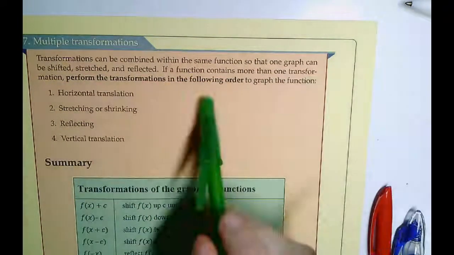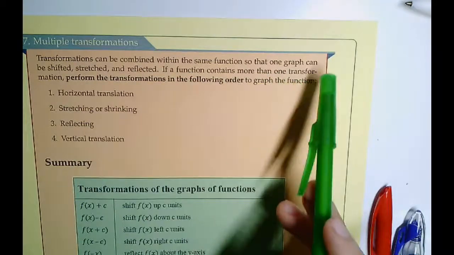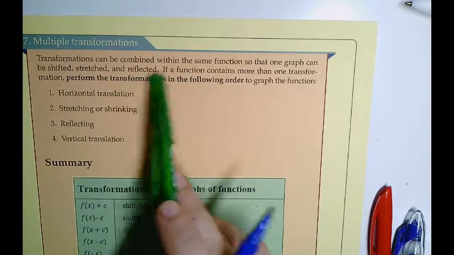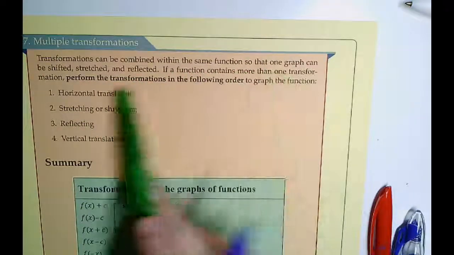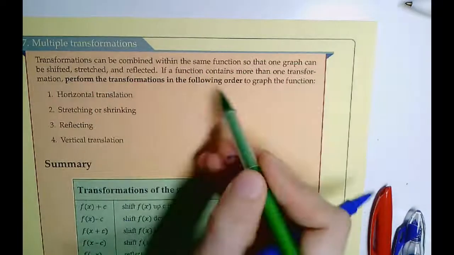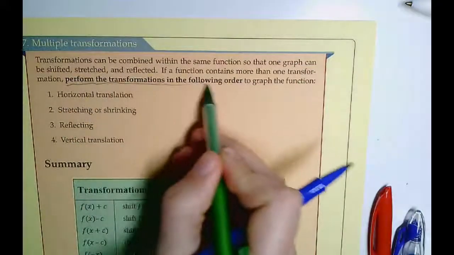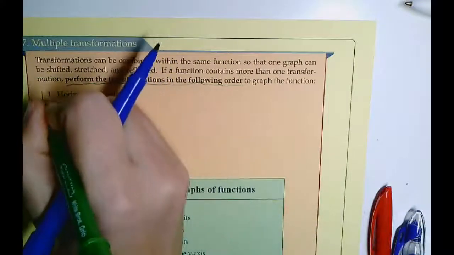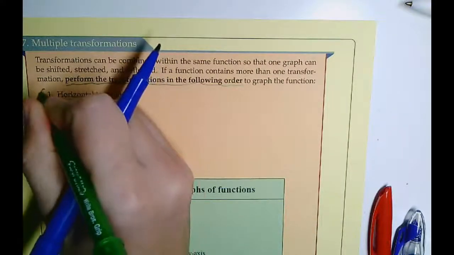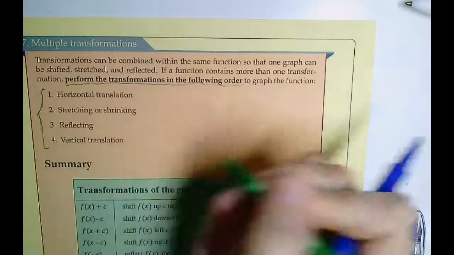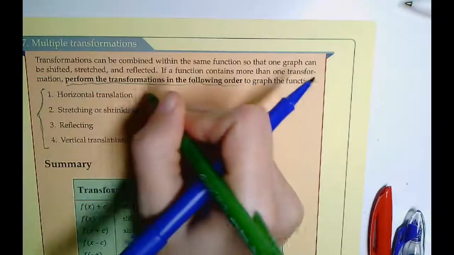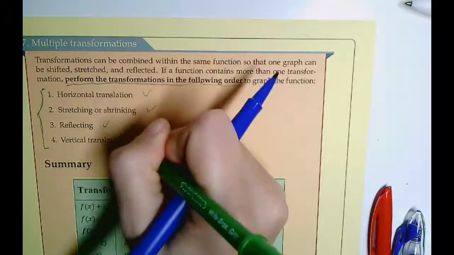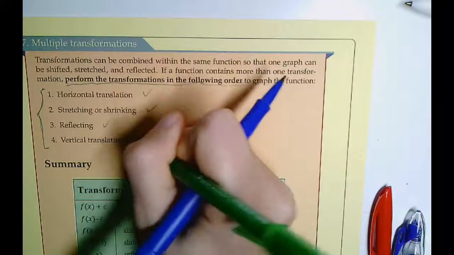Transformations can be combined within the same function, so that one graph can be shifted, stretched, and reflected. So if you have a function that contains more than one transformation, perform the transformations in the following order. Just like we have order of operations, we have this order for transformations. So we're going to do horizontal translations first, and then if there's any stretching or shrinking, and then reflecting over y or x, or vertical translation up or down.